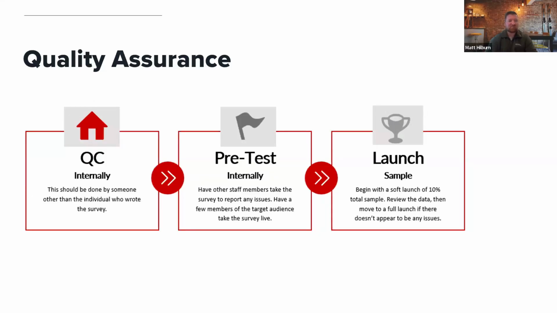Okay, some quick quality checking. Make sure someone internally, other than you, quality checks the survey. Pre-test it, which means you'll have other staff members take the survey, but you might even have some target audience members take the survey. These would be people you would coordinate with, and you would ask them to take the survey. I like to actually do this live over Zoom. They'll take the survey, and I'll watch them take the survey, and they'll address any issues or confusions that they have as they take it. And then when you launch it, only launch it to a soft launch, 10% of the sample, then review the data, make sure everything is looking good, fix any errors before you do a full launch.